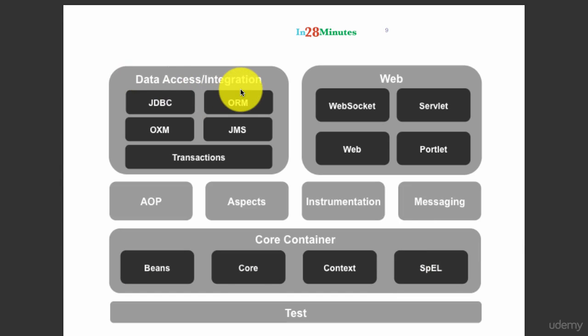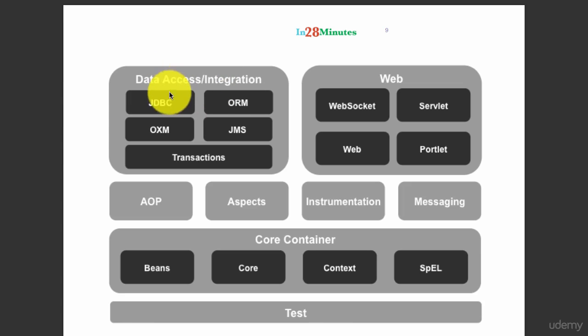Spring also has very good integration with data and integration layers. What do you mean by a data layer? Data layer is something which talks to a database, right? So I would want to talk to a database and get the data from there. Or I would want to store some data to the database. Or I would want to talk to other systems. So for example, I would want to connect to a web service. Those kind of things are called integration. I would want to probably send a message on a queue. Spring also has good support for those.